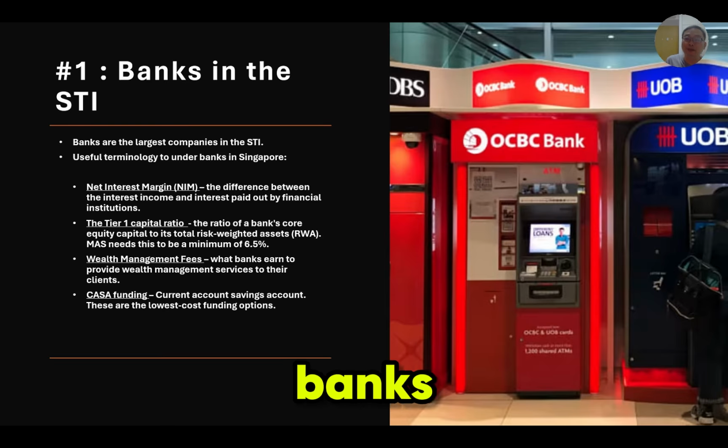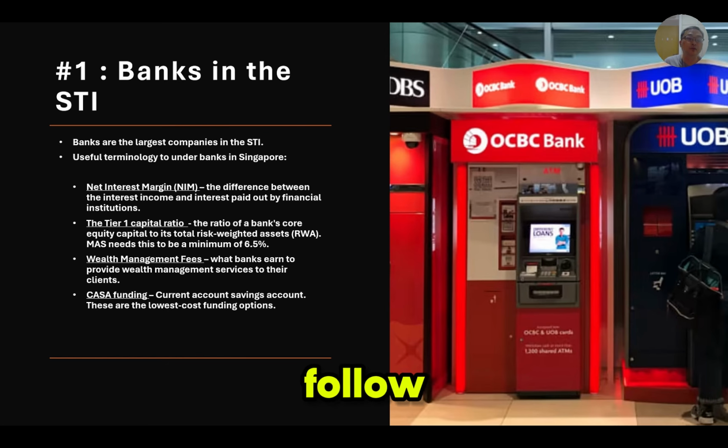But that's not the only thing that banks earn money from. They also earn money from wealth management fees. So banks that manage to provide wealth management services to their clients will tend to do very much better. It would also be useful to understand what is Tier 1 capital ratio, the ratio of a bank's core equity capital to its total risk-weighted assets. This is something that MAS needs to maintain above 6.5%. And you find that our Tier 1 capital ratio for our big banks is above 10%. So this is very safe. That's a number you want to follow when you read the news.